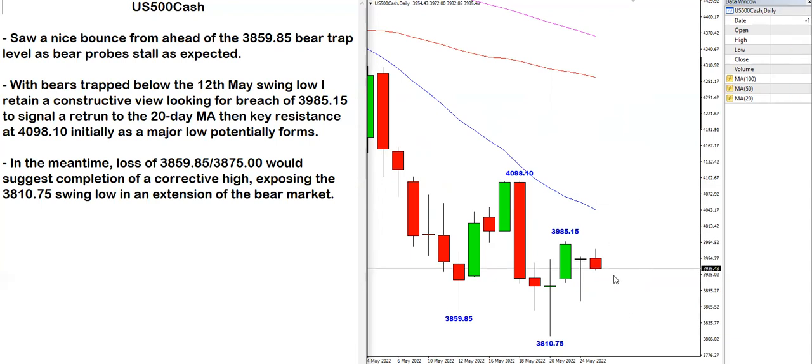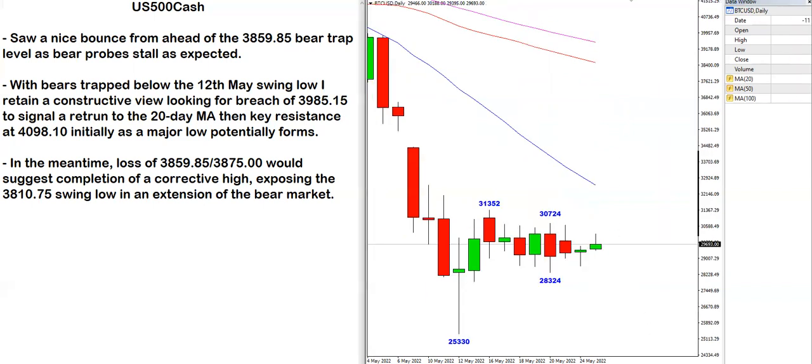Downside wise, if we were to break through yesterday's low, 3875, again, that would put pressure on the trap level. And once we're below here, then it does look like we're going to see another wave to the downside, and then we can talk about downside targets. But for the time being, I'm holding the constructive, positive view on this one.